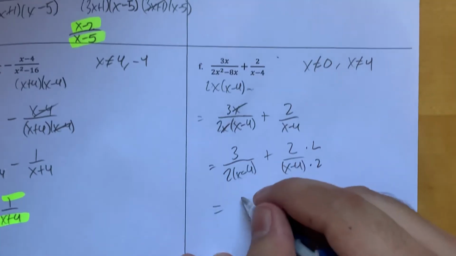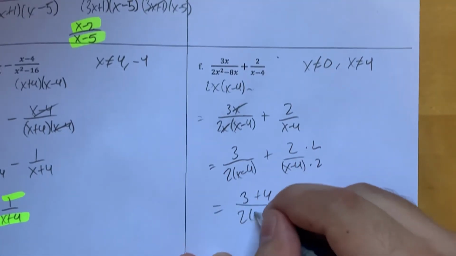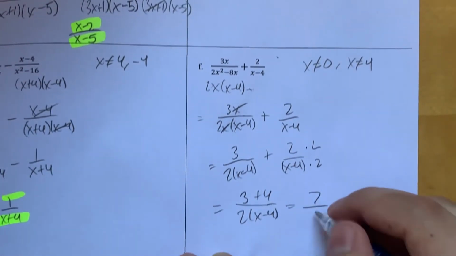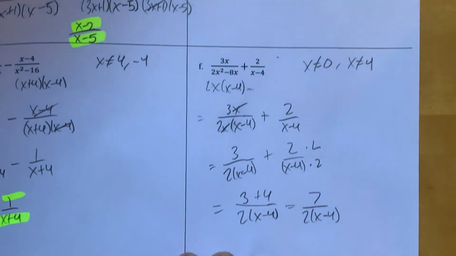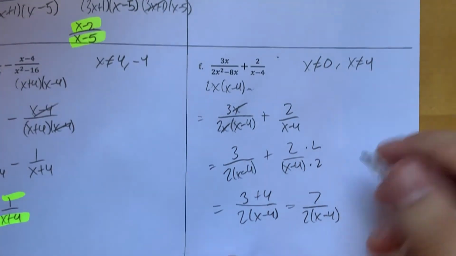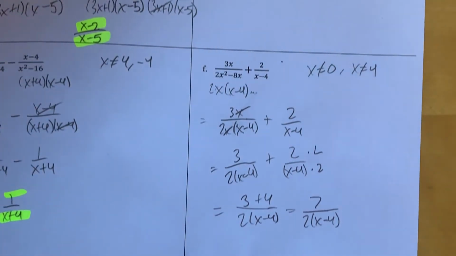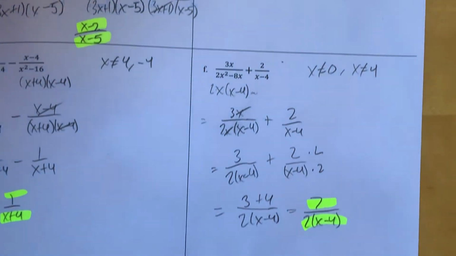So now when we combine the two, I get 3 plus 4 over 2 times x minus 4, right? And I get 7 over 2 times x minus 4. Because I multiply the numerator and denominator by 2. There we go. I'm going to use my highlighter. And that's it.